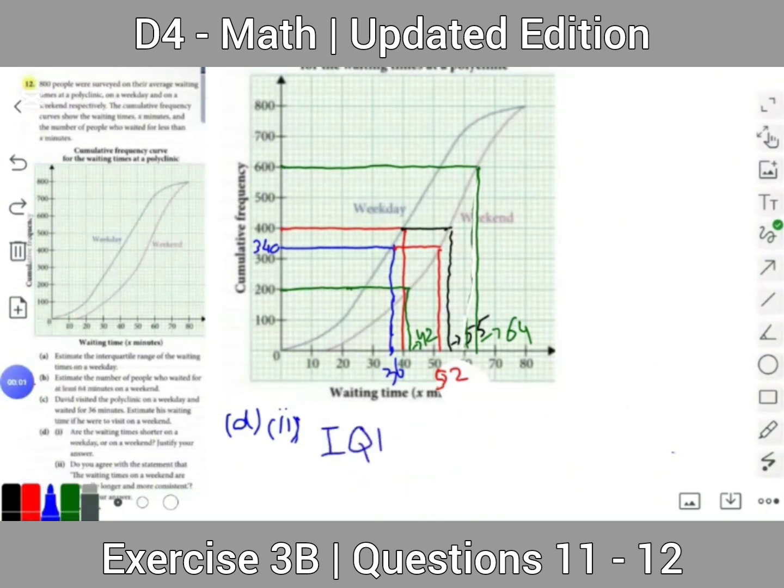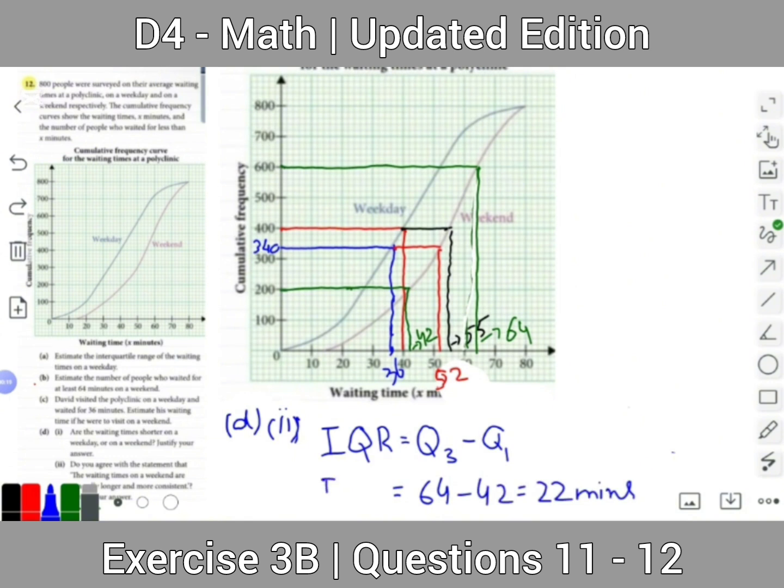For the value of the interquartile range, we will use the formula Q3 minus Q1. So the estimated values of Q3 minus Q1 are 64 minus 42, and it will be equal to 22 minutes. So the interquartile range of the waiting time on a weekend is 22 minutes, which is lower than that on a weekday, indicating a smaller spread and hence more consistent waiting time.